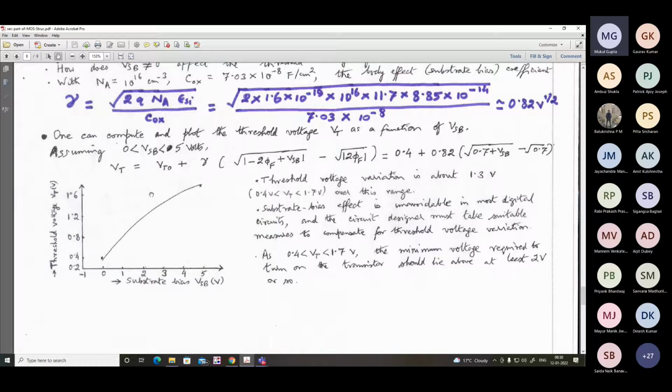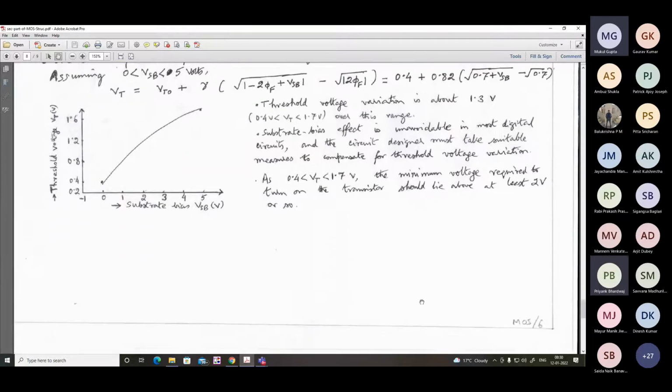Then the minimum voltage required to turn on the topmost transistor, of which the threshold voltage is say 1.7 volt, means the range of voltages meant for driving those transistors should be greater than 1.7. So let us say that the minimum voltage should be 2 volt, right? That's what I'm telling. Okay.